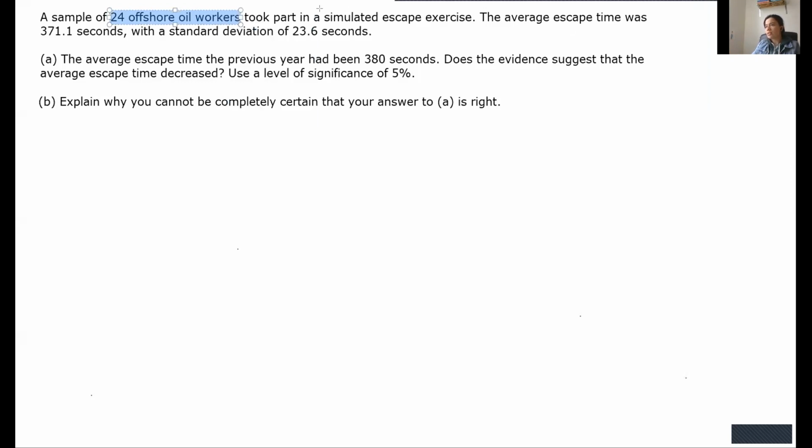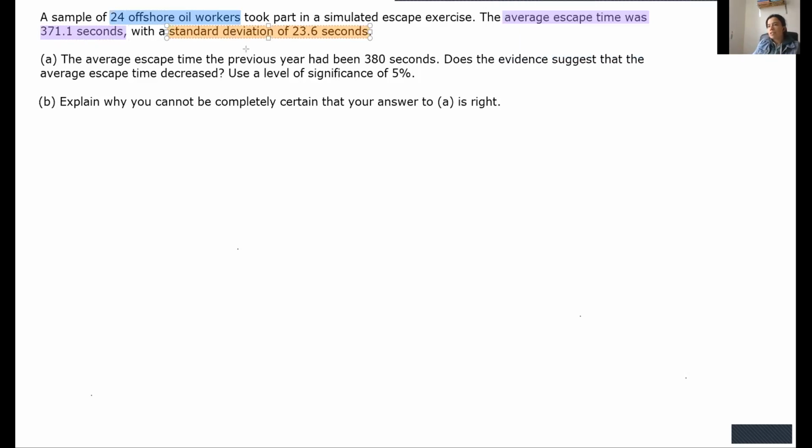So it took part in a simulated escape exercise. The average escape time was 371.1 seconds, which means that this is an average, and because it's said right after the sample, that means that this is my average escape time for the sample, right? This is the sample average. Then I got a standard deviation of 23.6 seconds, which means that this is the standard deviation also for the sample. This is the sample standard deviation.